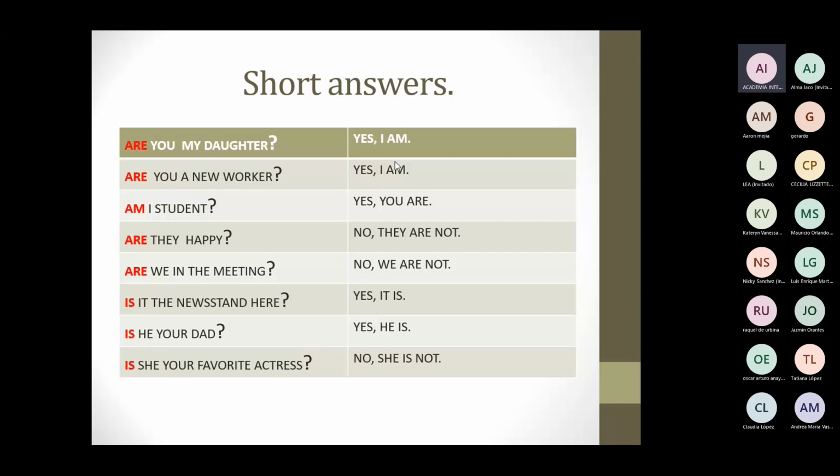Okay, well, right now, if everybody pays attention, you could realize that Alma changed all the answers. Even she added more vocabulary to her answers.